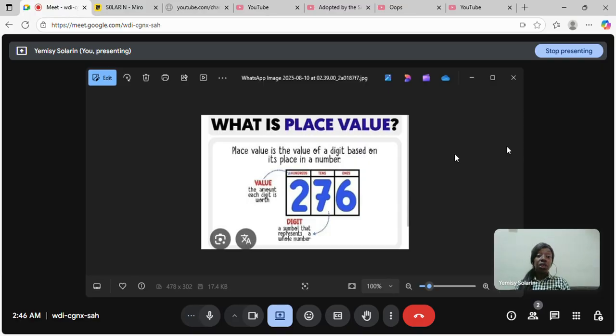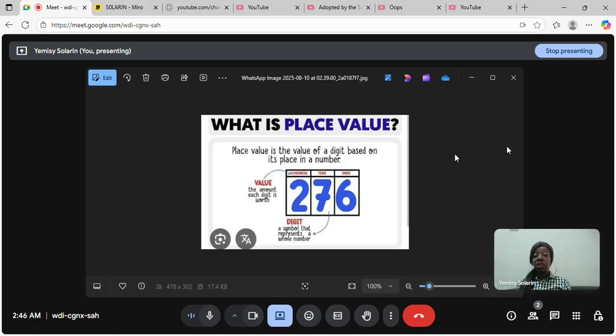So we're going to be looking at some keywords in this definition. One of the keywords is the meaning of value. What does value mean? Value means the worth of a digit. While place means the position of a digit within a number. It can be the spot where the digit is within a number. That's the meaning of place. While value means the worth of a digit.